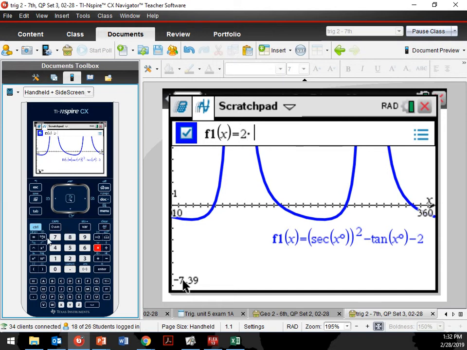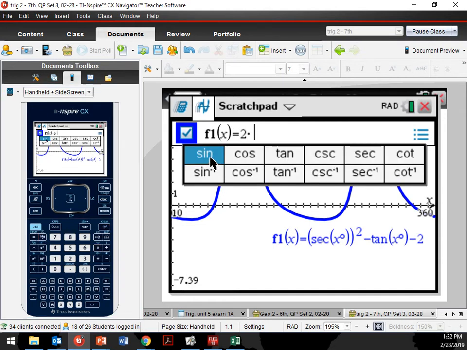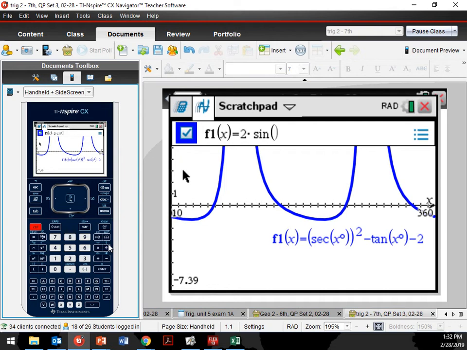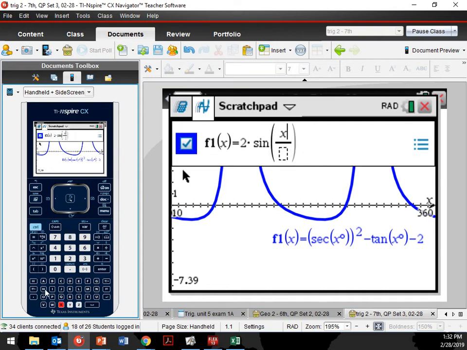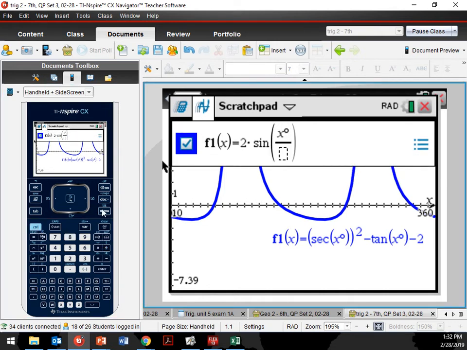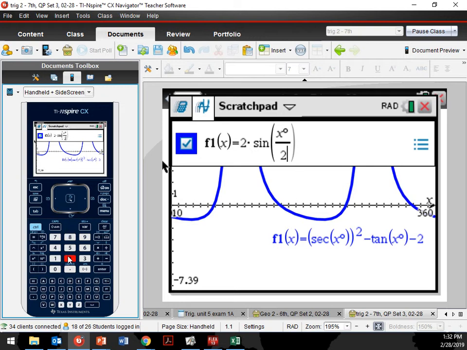2 times sine of x degrees over 2. Make sure you close that, and then minus 1.